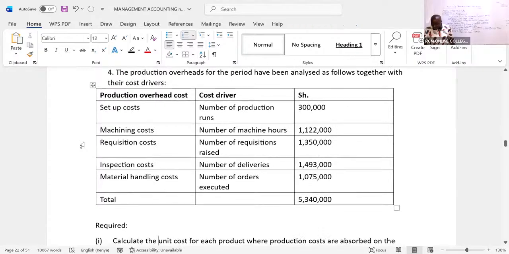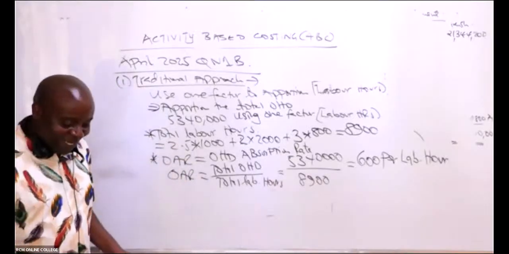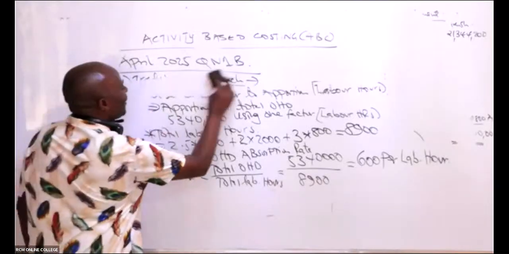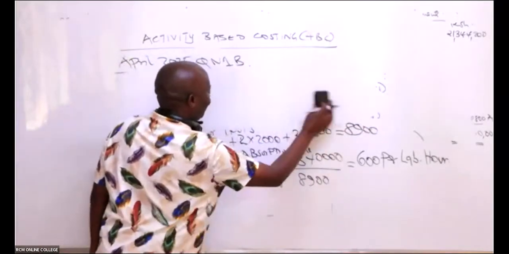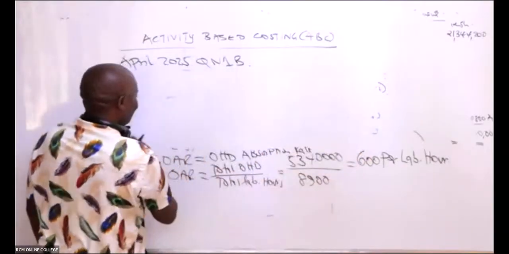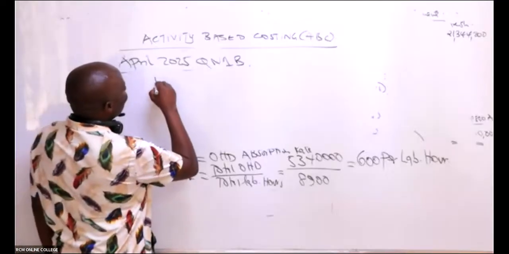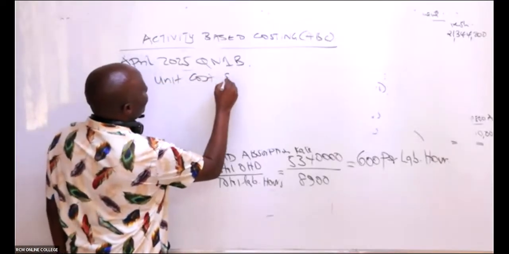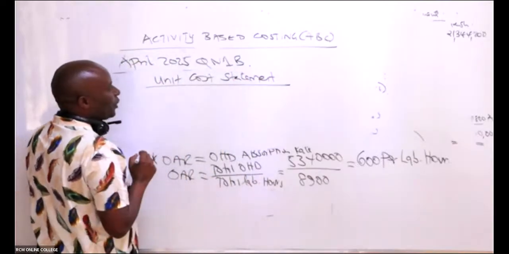The question here, you can see: calculate the unit cost for each product where production costs are absorbed on the base of direct labor hour. So they want us to give unit costs. Yeah, I love this. They want us to give them a unit cost statement. So we have our three products.